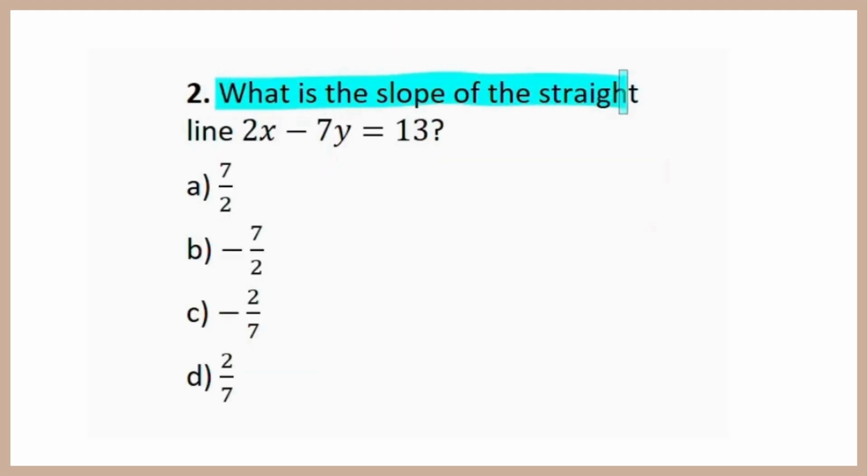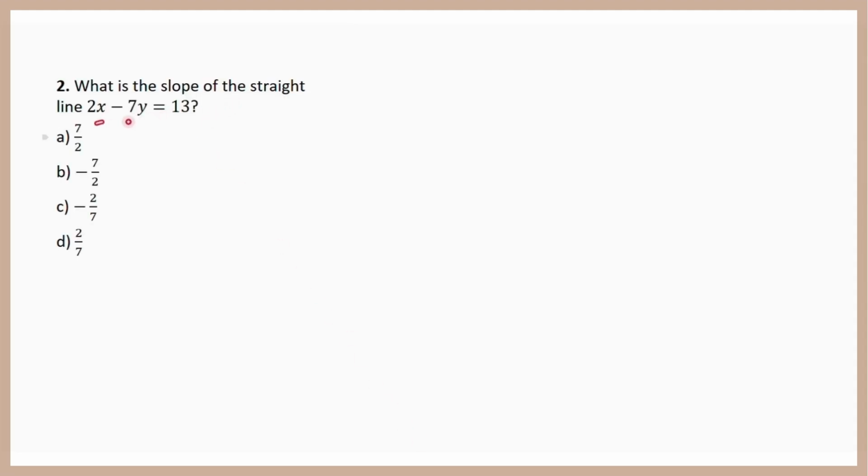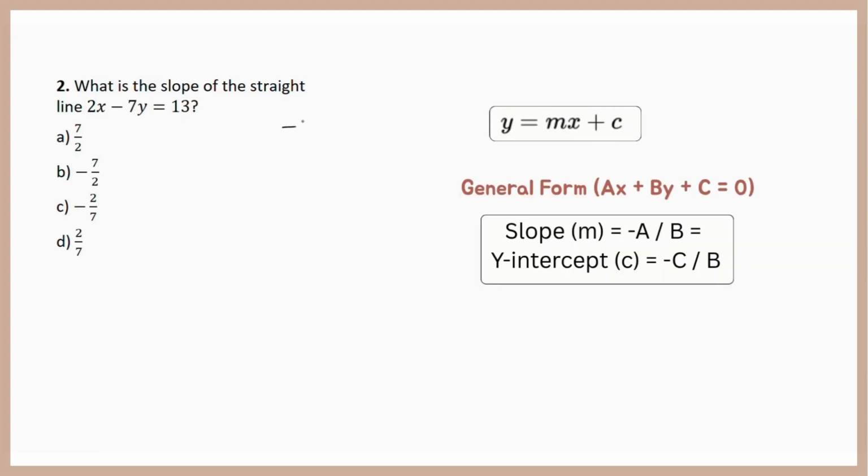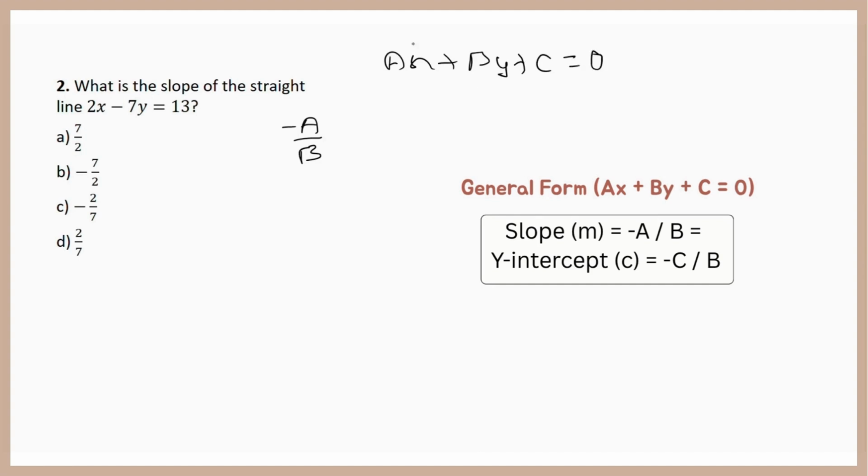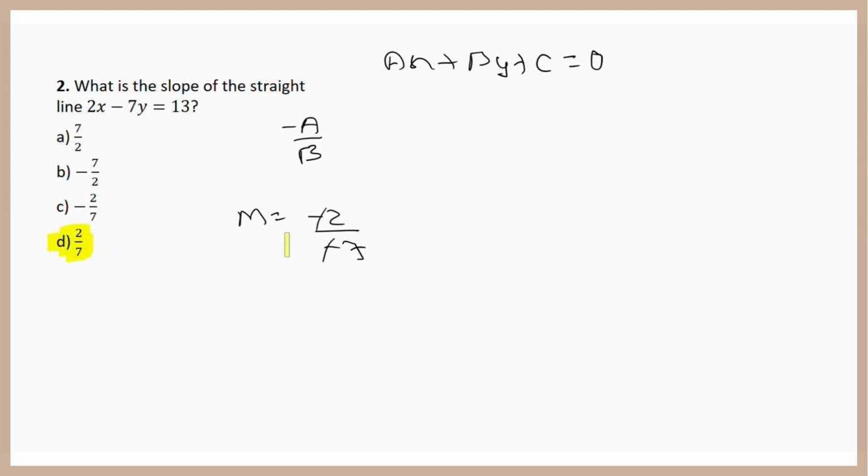And in question 2, we have to find the slope of this straight line. We know that either we convert this in the form of y equals mx plus c, or as an MCQ we can say that the slope of the line is minus a by b. Well, in an equation written as ax plus by plus c equals 0, the slope of the line is minus a over b. So we can say from here that m is minus a, that is negative 2, divided by b. B is negative 7 here. So that cancels to give m as 2 over 7. Yeah, D is the correct option in this.